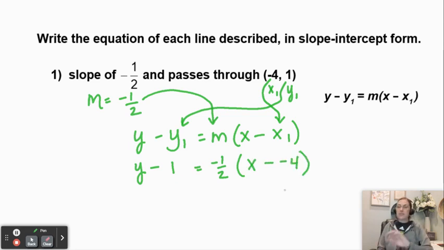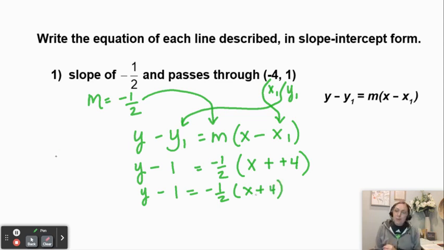Now check that in the parentheses. It is correct: minus and then the value -4. I know it looks weird, but that is correct. You can go ahead in that parentheses and change that subtraction to an addition as long as you change the sign of the next number. So you would have y minus 1 equals -1/2 times (x plus 4).